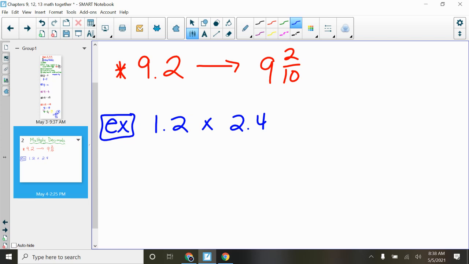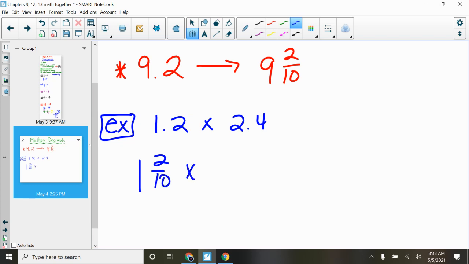The first way is you can change each of those decimal numbers to a fraction. You could. So what would 1.2 look like as a fraction? What would it look like? It would be 1 and 2/10.